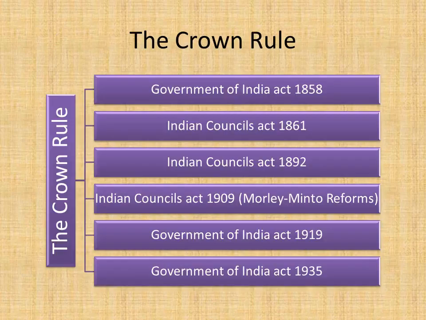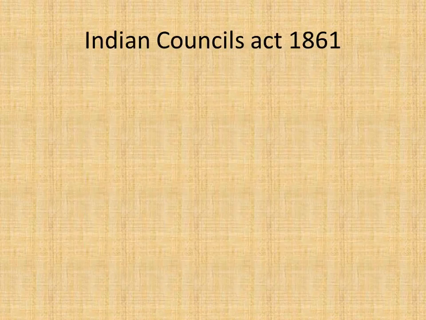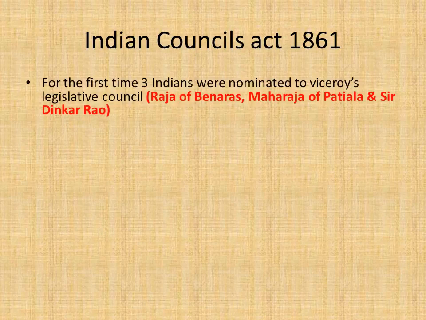After the Government of India Act 1858, 3 Indian Councils Acts were passed. The first was the Indian Councils Act of 1861. So let us see what were the important features of this act. The important features of the Indian Councils Act of 1861 were as follows.